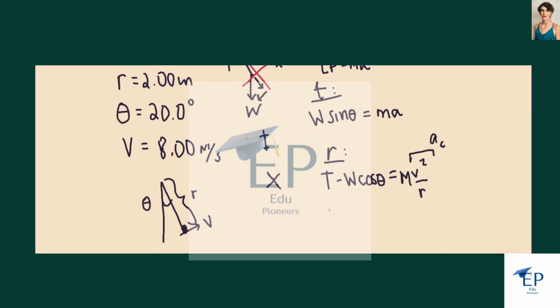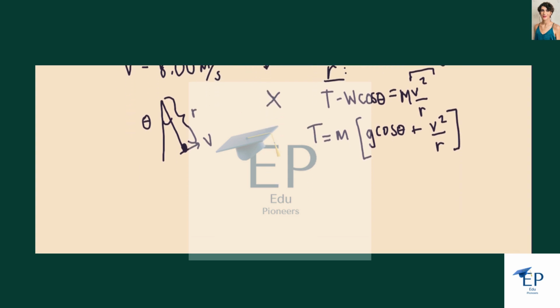Now let's think about what we want to solve for. For A, we really want the tension, so I think this equation is going to be best. We can do weight is mg, bring this to the other side, and then we have tension. So we have tension equals m times g cosine theta. Again, that's just the weight, subbing in mg and bringing it to the other side, plus v squared over r.